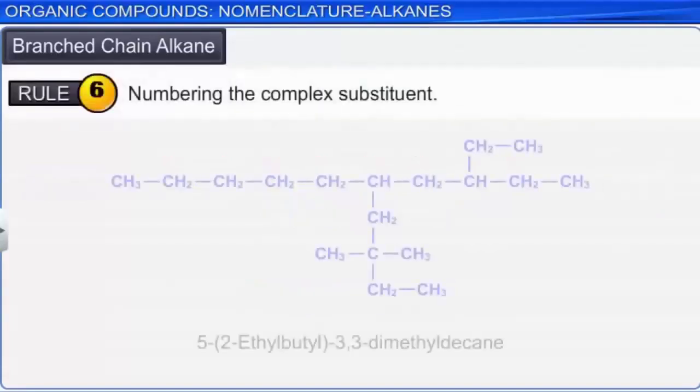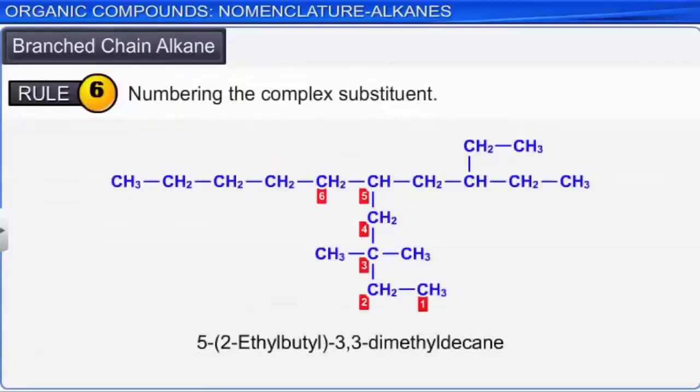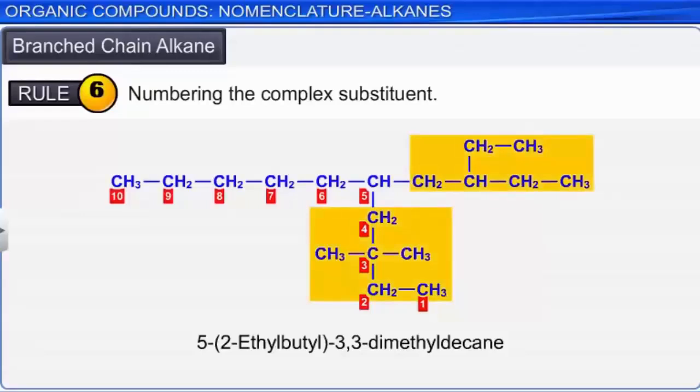Rule number 6. Numbering the complex substituent. If the substituent, that is, the alkyl branch on the parent chain, is complex, then the carbon atom of the branch attached to the parent chain is given the position 1 while numbering, as shown. The name of this alkyl branch is placed in parentheses while naming the compound.